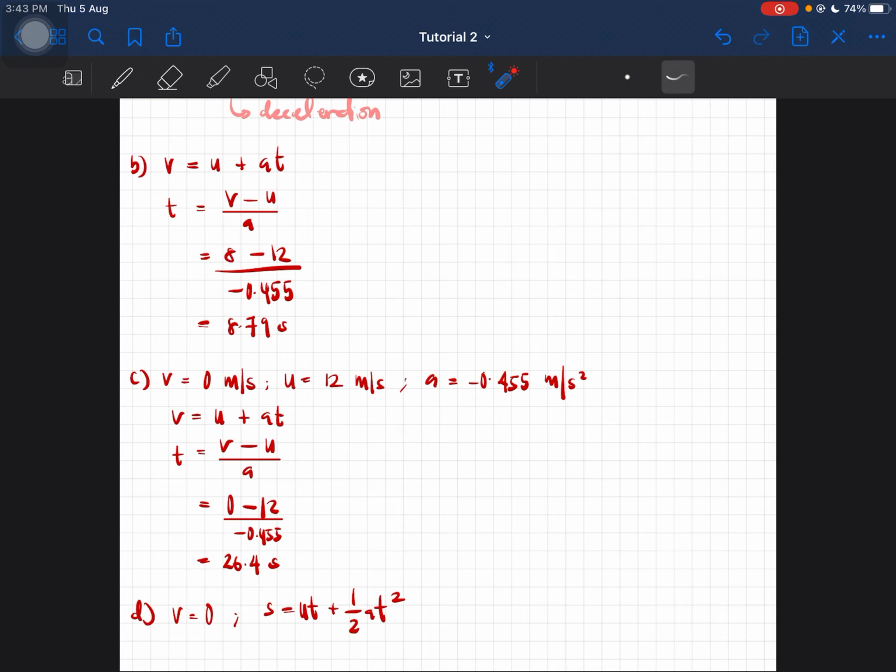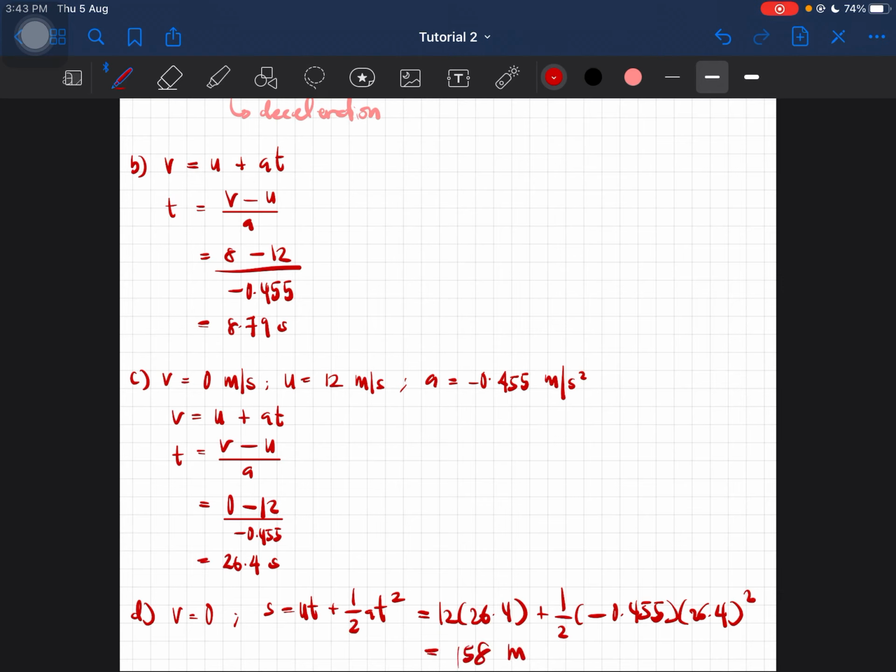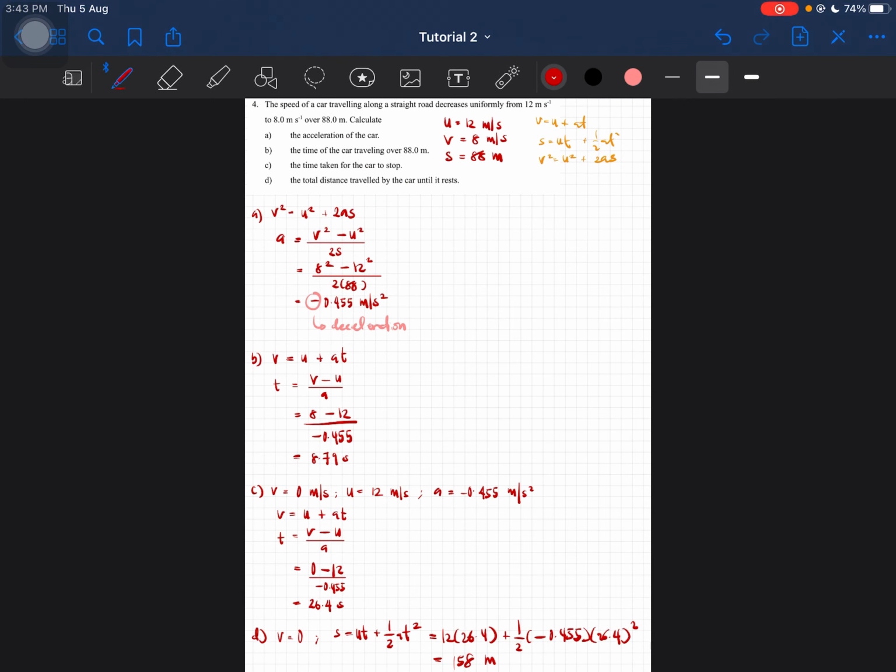So when it stops means the time that we will be using is the time we've calculated in C. Okay, can? So substitute the values. u is 12 times 26.4 plus half, acceleration is negative 0.455, times 26.4 square. You'll then get 158 meter to be the distance traveled by the car until it rests. Okay, so that is question 4.